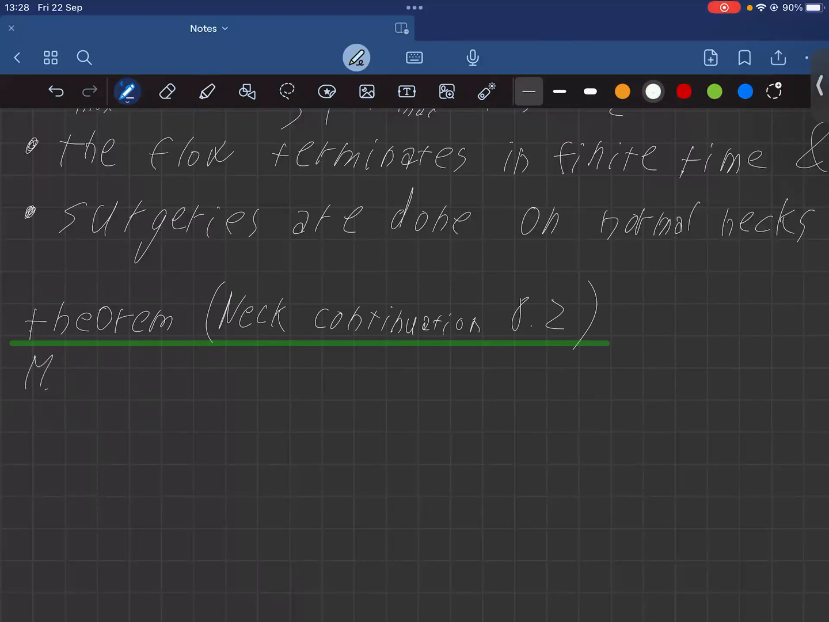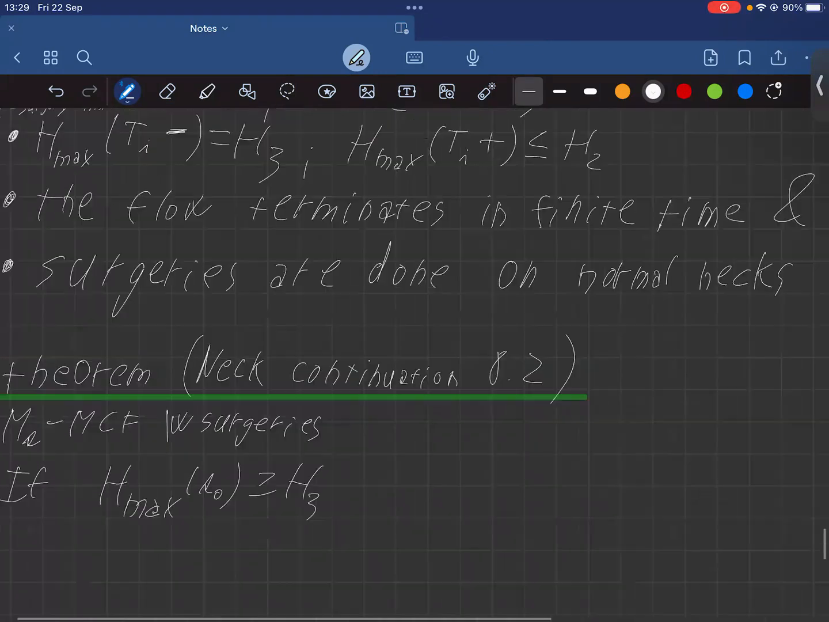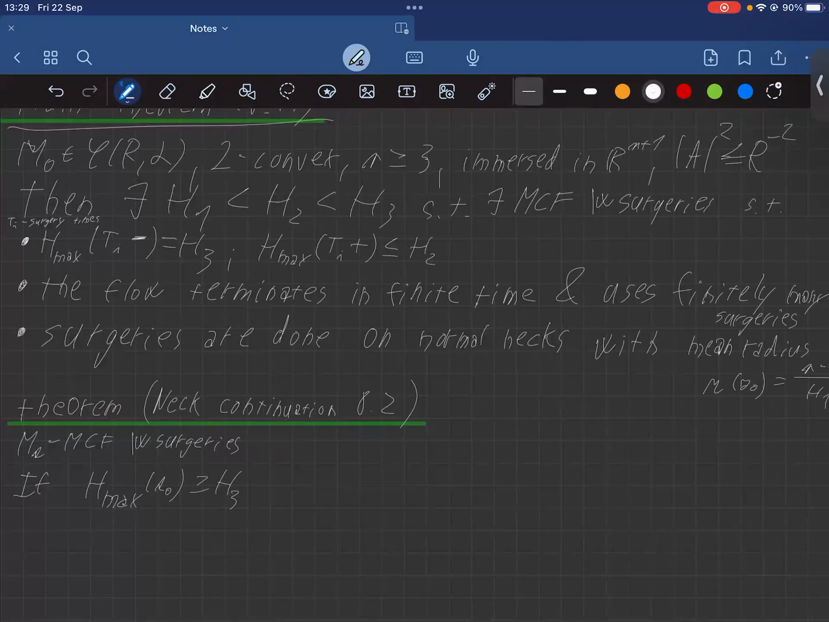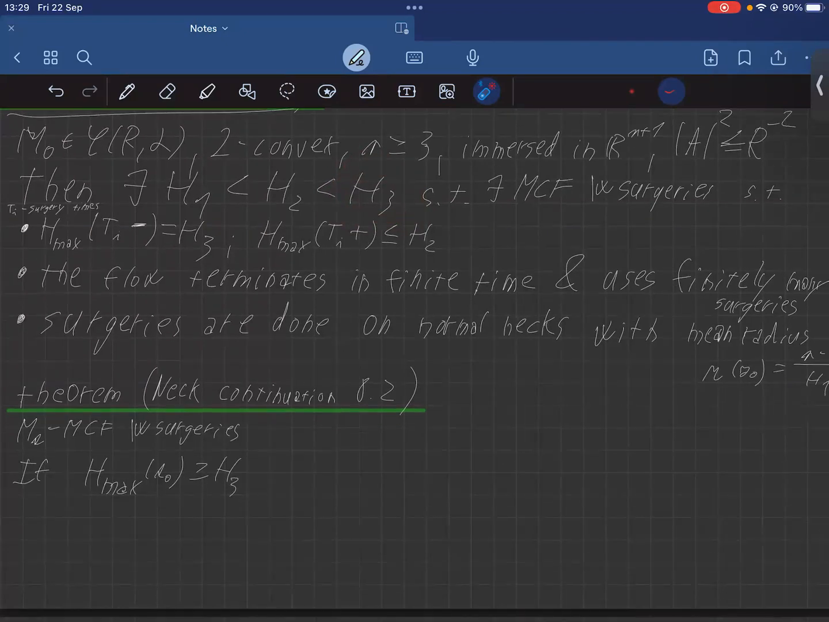Okay, so again, we are given some mean curvature flow with surgeries. And then we claim that if the maximum mean curvature hits some threshold at T0, I'm going to write H3, because that's the role this H is going to play. This is not a consequence of the theorem. That's an independent theorem that we need to prove before. But this is the same H3.